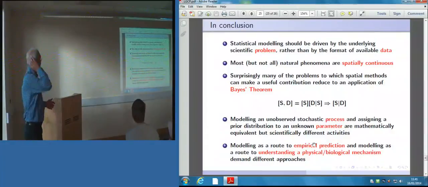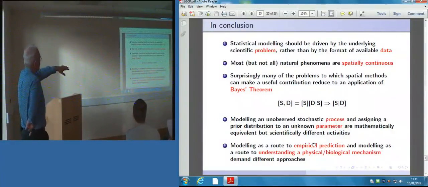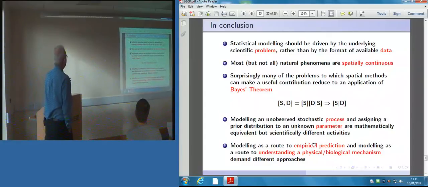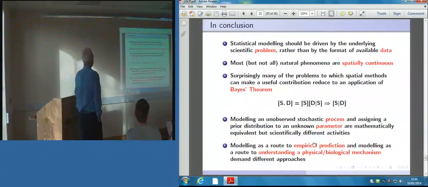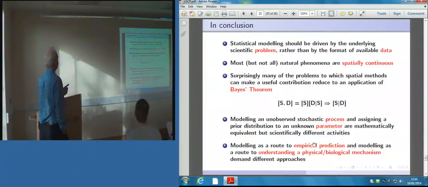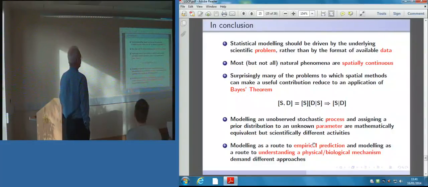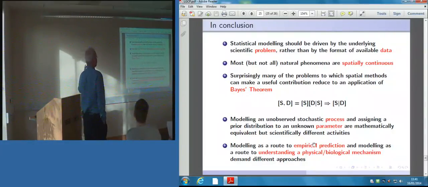So what's my general view in all of this? This is kind of the conclusion to both lectures. I like to promote the view that when you're building statistical models, you should start not with the data but with the problem. And following on from that, most natural phenomena are spatially continuous. That doesn't mean you have to build a model that's spatially continuous, but it means you have to think about why you're not doing it, rather than just knee-jerk. Discrete data implies discrete model.